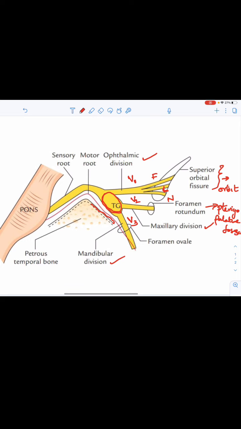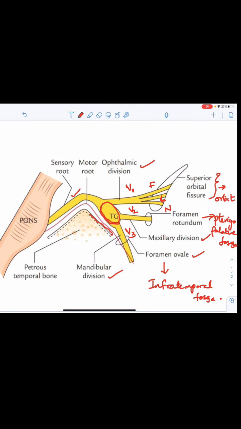And the mandibular division of the trigeminal nerve along with the motor root. This yellow color structure is the sensory root of the trigeminal nerve, and this red color structure is the motor root. So along with the motor root, the mandibular division of the trigeminal nerve, these two are going to pass through the foramen ovale into the infratemporal fossa.